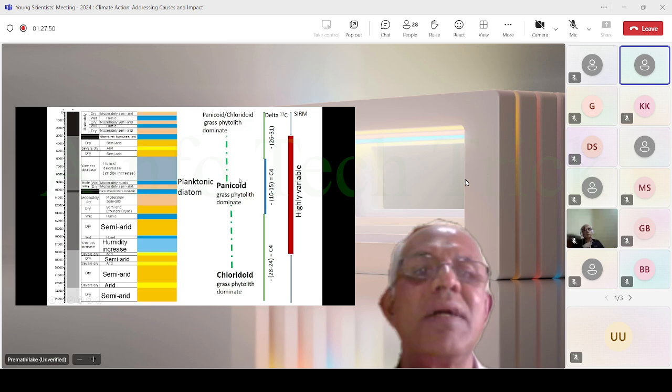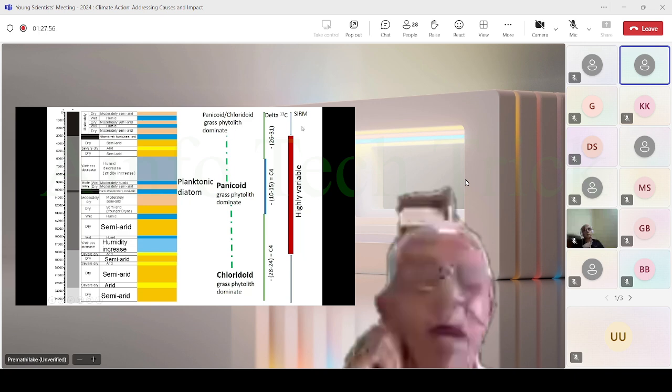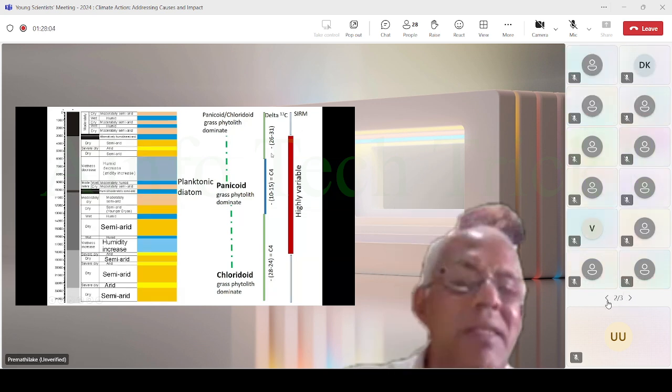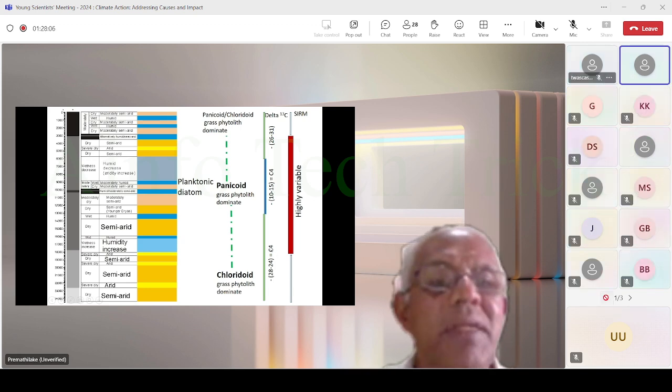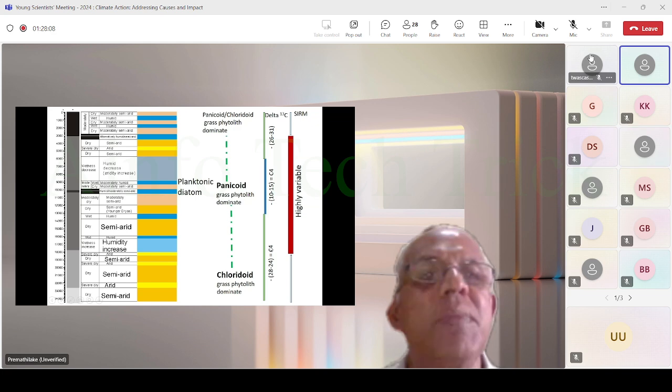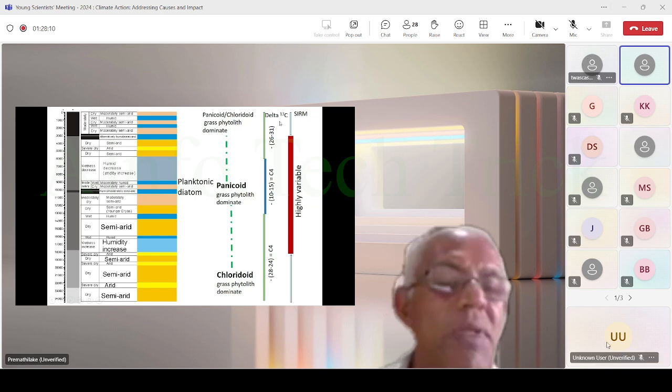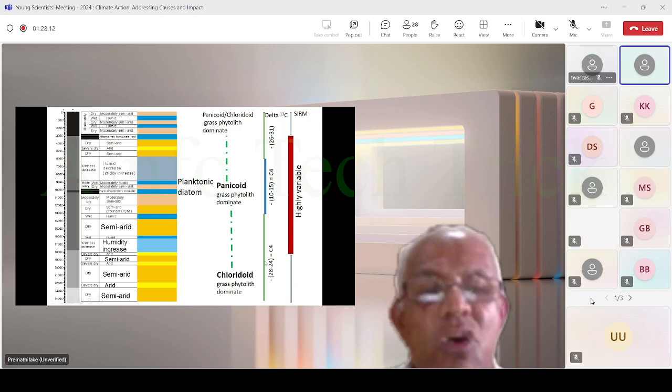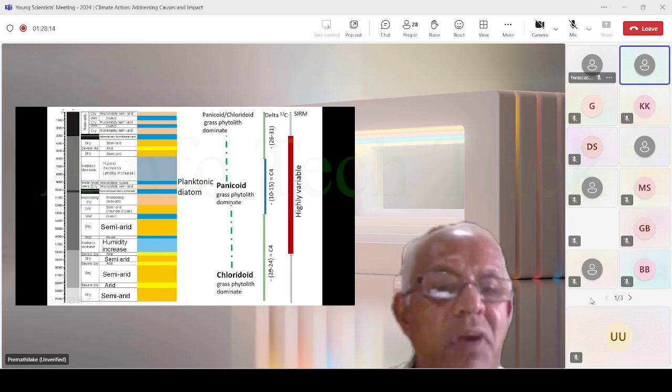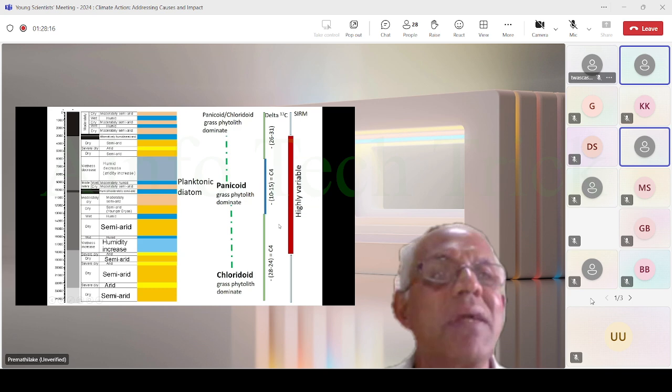Another parameter we use as a proxy is delta carbon. The delta carbon also gives a certain idea about vegetation and climate, and this part, minus 28, minus 24, is changing here, and it's changing 10 to 15 here. This indicates a C4 plant community, and here the C4 plant community is dominating, and then C3 and C4 plant communities. Usually C4 plant communities produce chloridoid phytoliths under dry climate conditions.